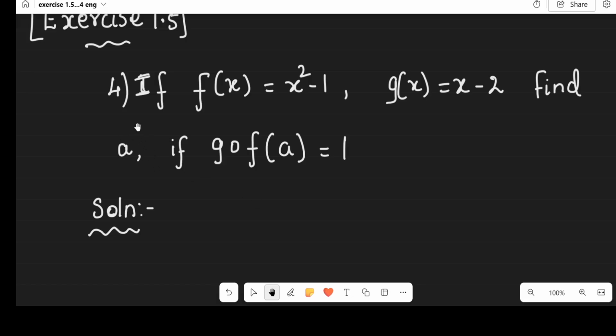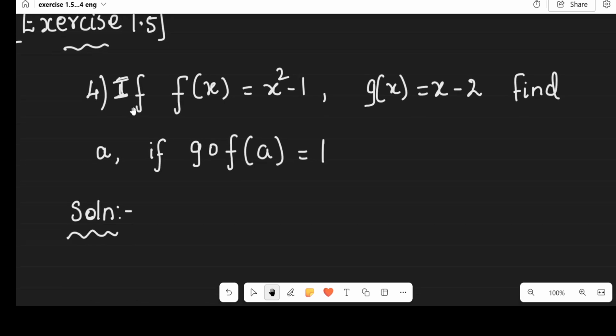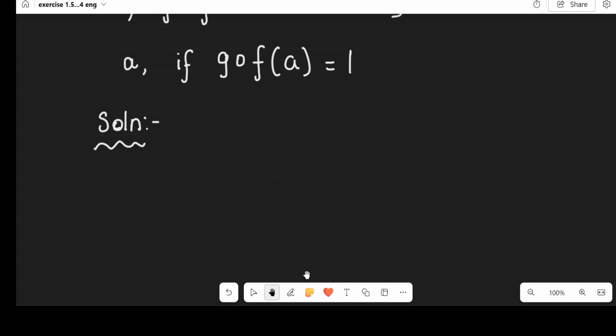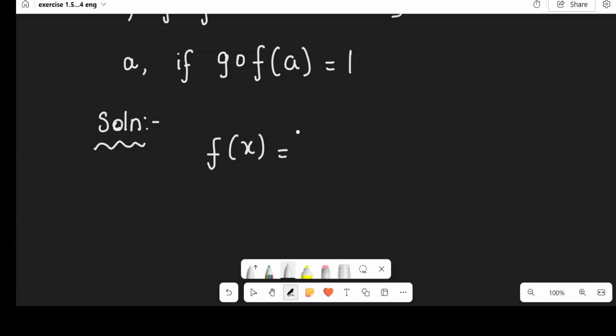Here I have written the question. If f of x equals x square minus 1, g of x equals x minus 2, find a if g of f of a equals 1. For the solution, I have to write all the given information. What is given in the question? f of x and g of x. What is f of x? x square minus 1. What is g of x? x minus 2. And we need to find out the value of a.